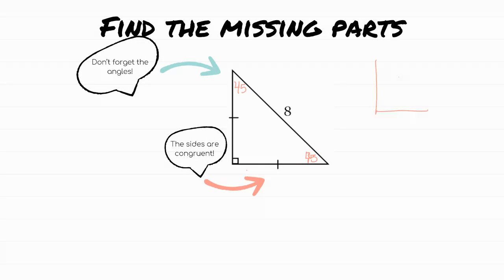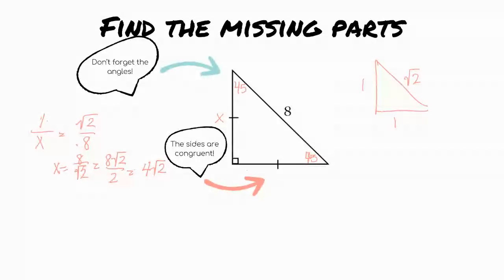Now remember that our reference triangle is 1, 1, and square root of 2. We want to apply those ratios to this triangle over here. So for example, we should be able to know that, I'm going to call this side x, 1 over x should be equal to the square root of 2 over 8. And all we have to do then is cross multiply. 8 times 1 is 8, divided by square root of 2 is 8 over the square root of 2, or 8 square root of 2 over 2, which is 4 square root of 2.